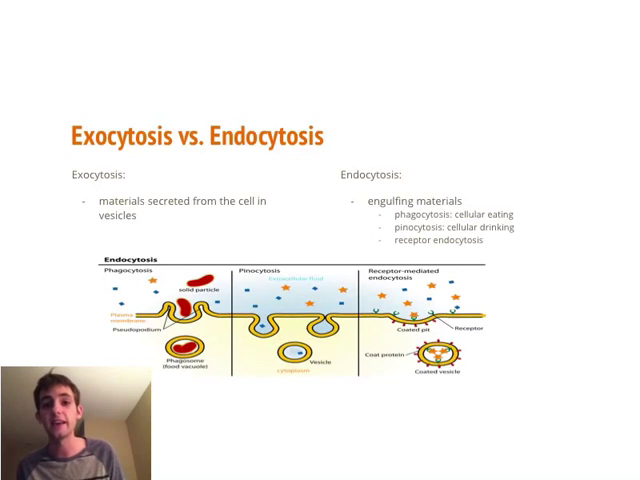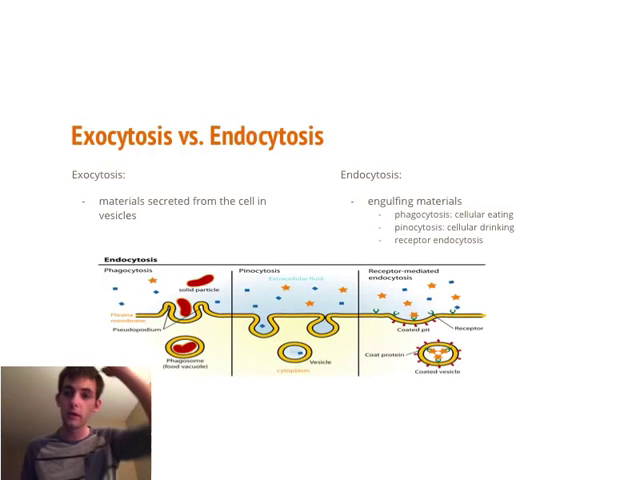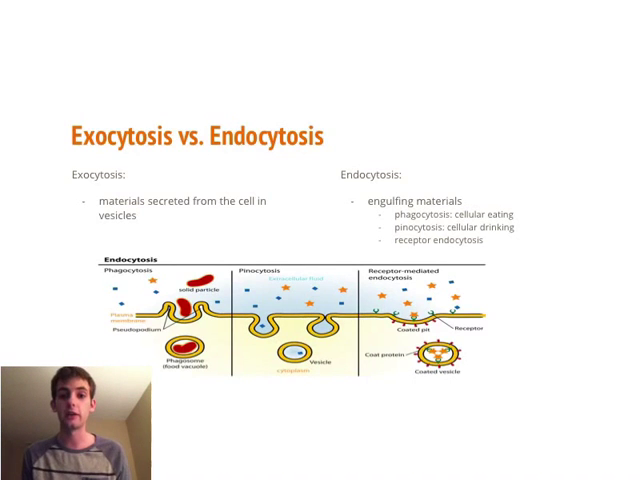The opposite of that is endocytosis, and this is when materials are brought into the cell, and there are three main types. You have phagocytosis, which is also known as cellular eating, and that's going to be bringing in actually particles or even smaller cells into a cell. We have pinocytosis, which is cellular drinking, or the bringing in of fluid into a cell. And then we also have receptor endocytosis, and this is very similar to phagocytosis. The only difference is that there's a coated vesicle that forms around the materials that are being brought in.